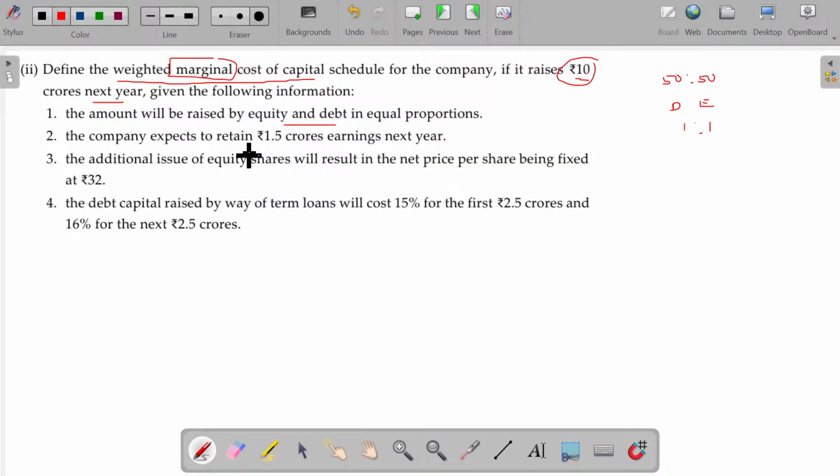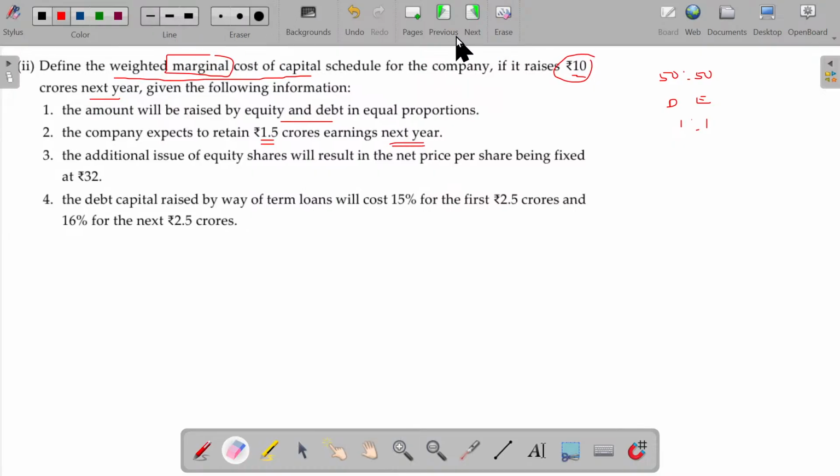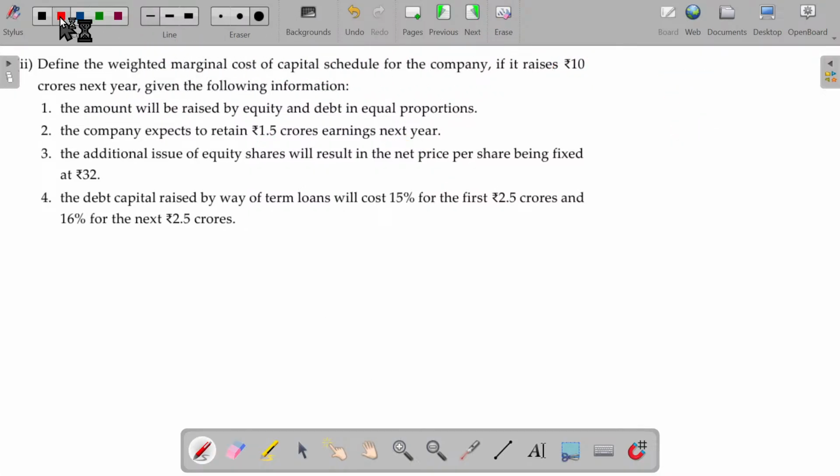The company expects to retain 1.5 crores earnings next year. Is that okay? They can retain 1.5 crores the next year also. Clear? It means retained earnings can be used. What is the cost of retained earnings? The cost of retained earnings is nothing but KE if nothing stated. KE as well as KR both are same.